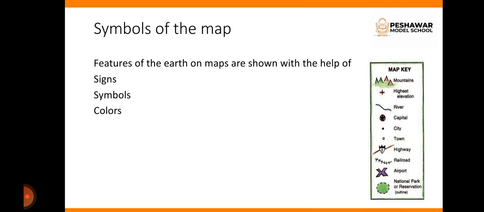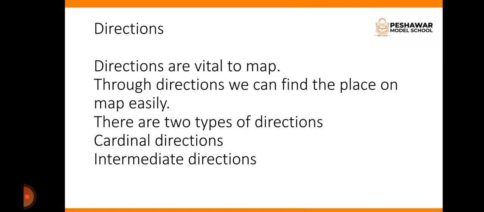Symbols of the map. Features of the earth on maps are shown with the help of signs, symbols, and color, as I have already discussed in the key. Key is basically this list, and inside the key there are different signs, symbols, and colors used. Directions. Directions are very important to a map. Through directions we can find a place on the map easily.